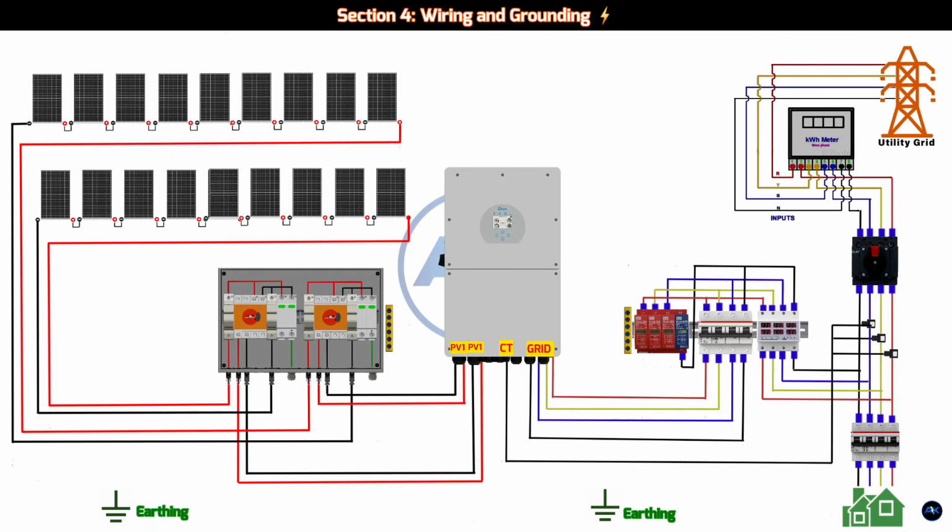4. CT sensor installation. The current transformer. CT sensors are small but mighty. Clip the 3 CT sensors onto the main 3-phase service cables coming from your utility meter before they go into your main panel. These sensors measure how much power you're using from the grid. Connect the CT sensor wires to the designated ports on your inverter or monitoring device. This allows your system to monitor both your solar production and your home's consumption.